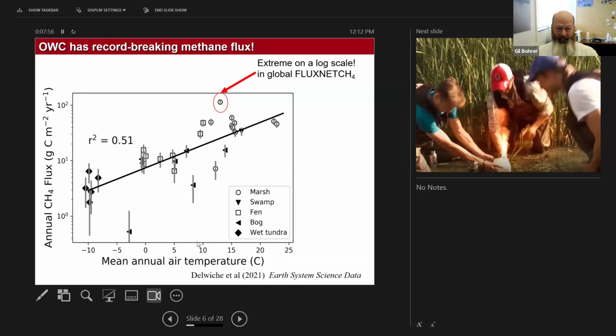This plot is plotting the typical relationship between mean annual temperature and mean annual methane flux. As you can see, Old Woman Creek has the highest observed methane flux. And please notice this is a logarithmic scale. So it is about a log above where it should be and about half a log above anyone else.